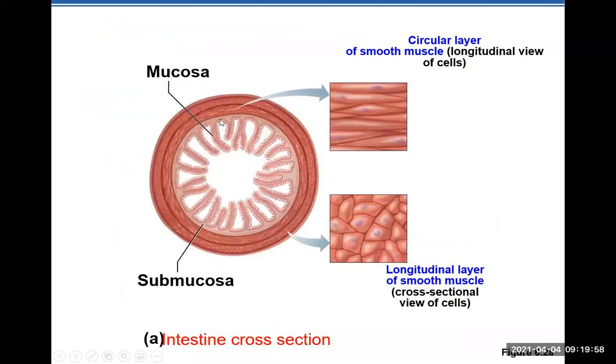Okay, ladies, this is the inner circular layer. As you can see over here, this is the inner circular layer of the muscularis externa and the outer longitudinal layer, right? Between the two, what do you have? The nerve plexus, the myenteric nerve plexus.